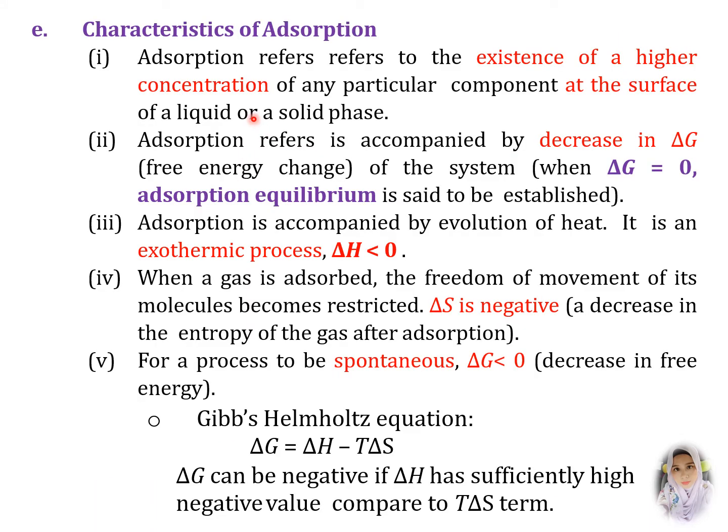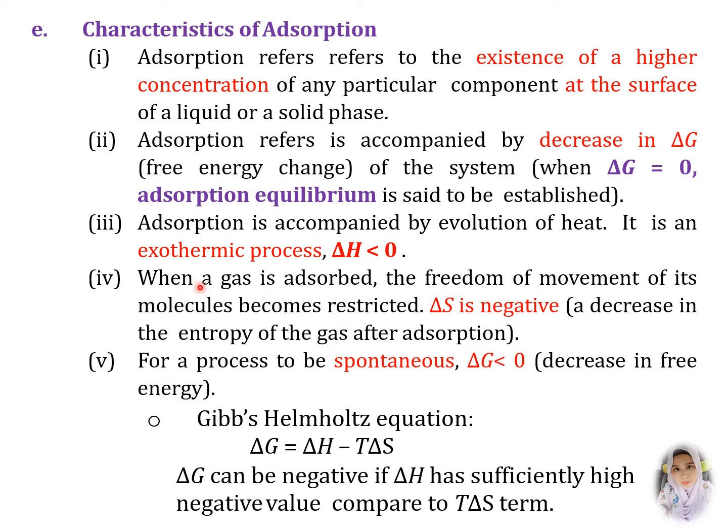Characteristics of the adsorption process. First, adsorption refers to the existence of a higher concentration of any particular component at the surface of a liquid or a solid phase. Secondly, adsorption is accompanied by a decrease in the free energy change of the system. So when delta G is equal to 0, adsorption equilibrium is said to be established. Thirdly, adsorption is invariably accompanied by evolution of heat. It is an exothermic process.